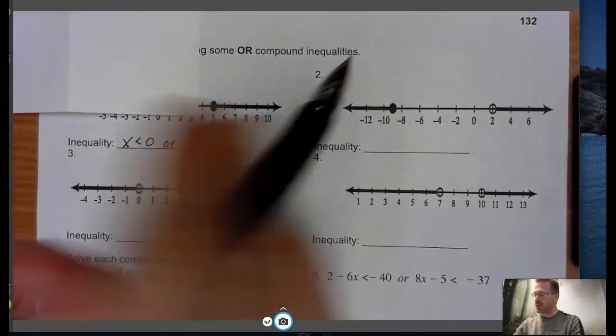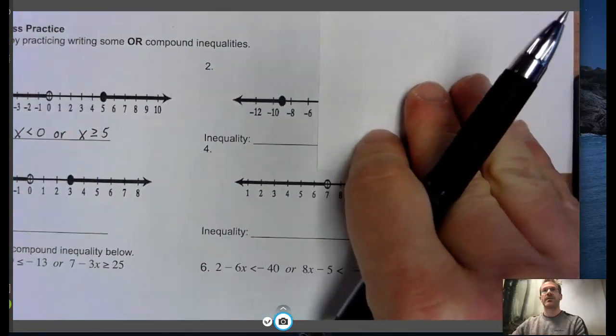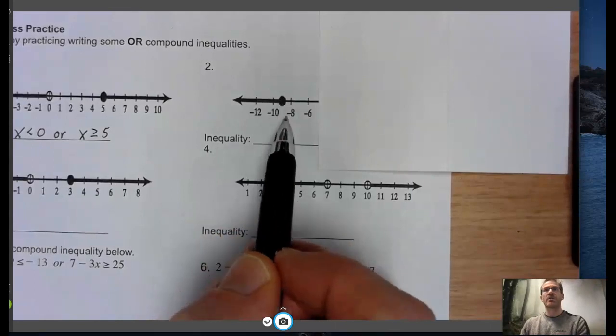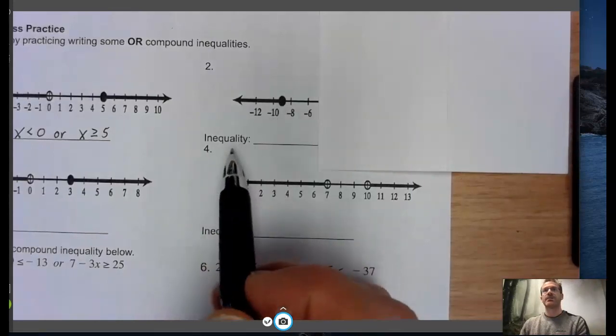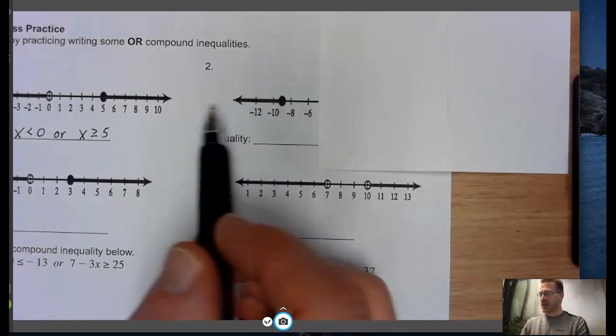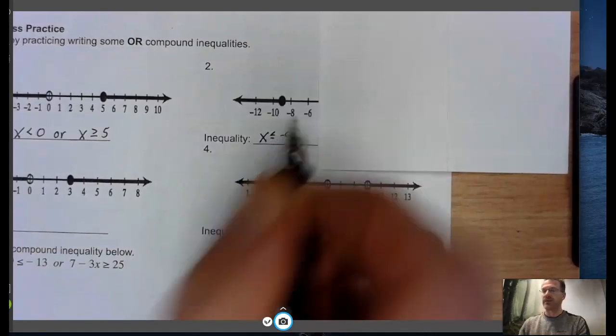All right, so if we look at number 2, once again, I'm just going to cover up that right side for now. I'm going to focus on this. My anchor is -9. I'm in the middle between -8 and -10. All right, it's solid. And I want all the numbers to the left, or less than -9. So I want x to be less than or equal to -9.